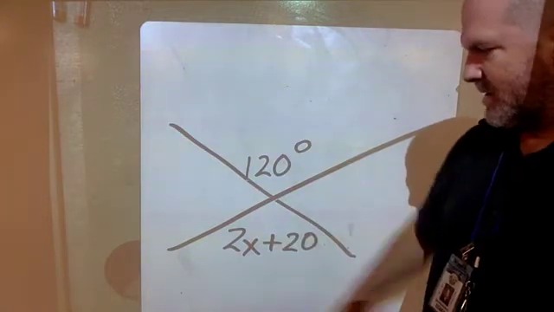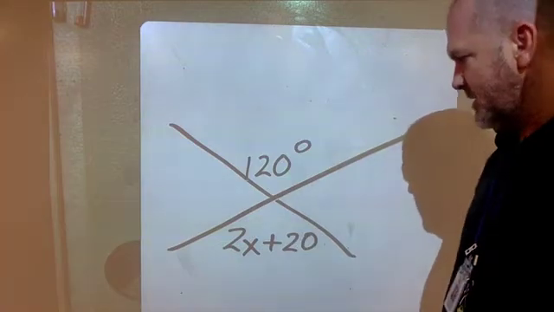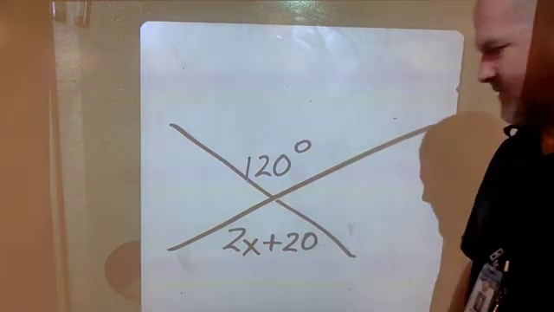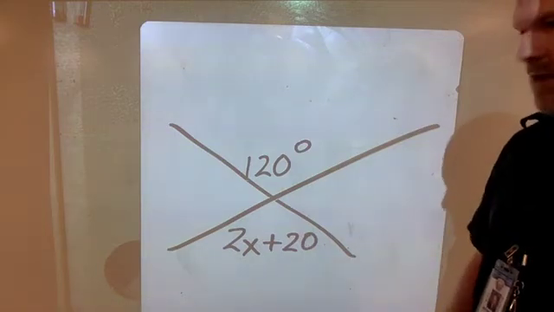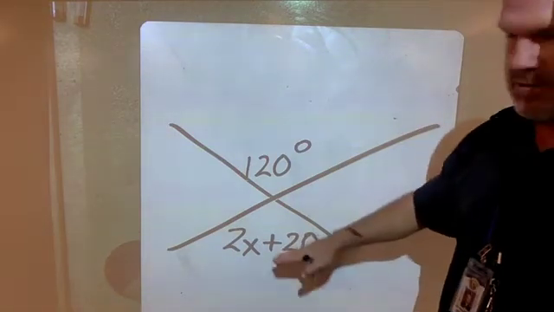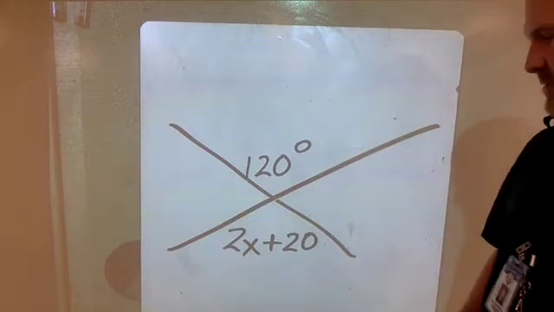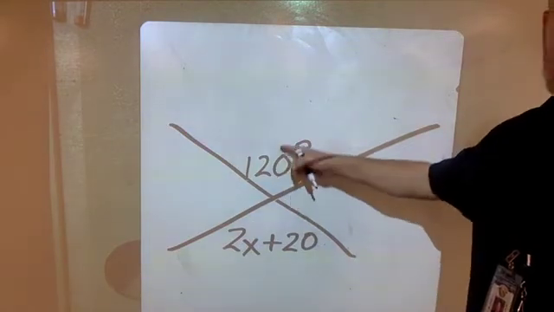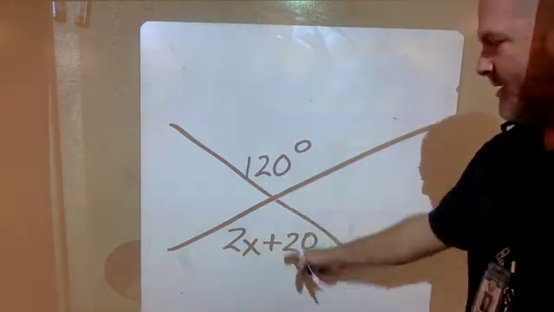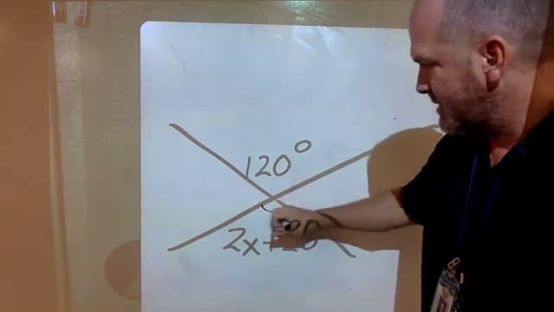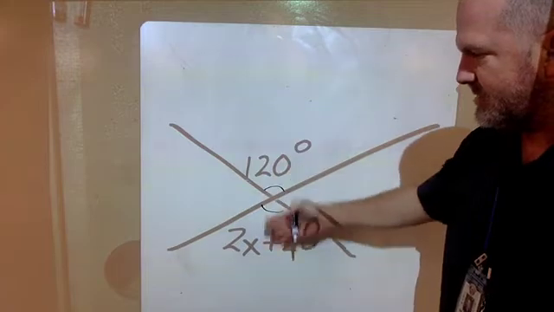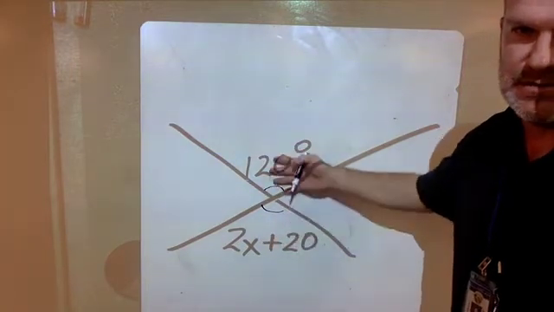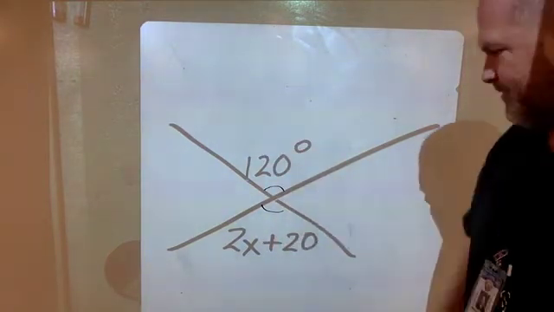I could put a 10 in there and say 2 times 10 is 20, 20 plus 20 is 40. There you go. X is 10 if you want this to equal 40. Well, I don't want it to equal 40. I want it to equal what it's supposed to equal. And what it's supposed to equal is 120, because these are vertical angles. This angle right here is equal to that angle because they're vertical angles. So we can set these two things equal to each other because those two angles are equal to each other.